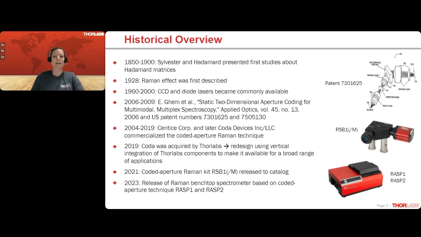Only 2 years later, in 2021, we released the first device, a Raman kit, RSB1, to our catalog. On the right-hand side, you can see the spectrograph portion of this kit. And if you are familiar with Thorlabs cameras, you can directly see it on the very right-hand side. But we wanted to go one step further. And so, a couple of weeks ago, we released the Benchtop Spectrometer, RASP1 or RASP2, to the catalog. On the right-hand side, you can see the housing of the two models. RASP1 does contain one laser, and RASP2 does contain two lasers. And I will be mostly referring to this device throughout the webinar.